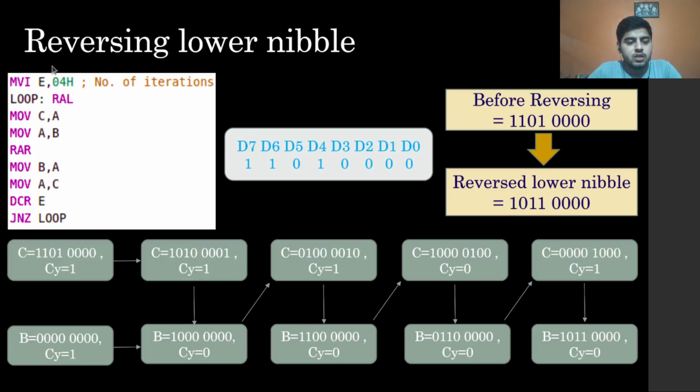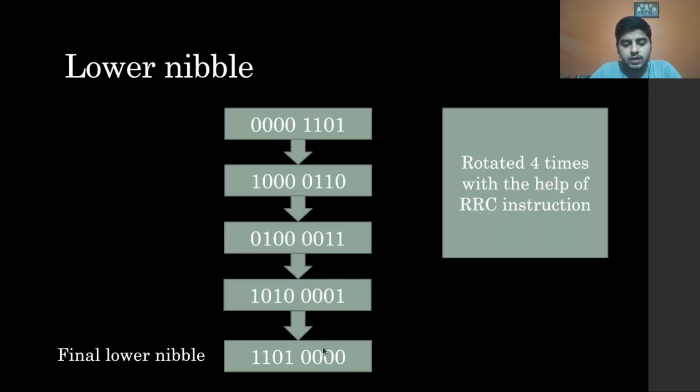So I have also put the code which we'll be using to do this particular reversing operation. We will be using 4 iterations because we just have to reverse 4 bits. That's why I have initialized register E with 4. I will be using registers C and B to perform this operation. Now, the lower nibble which we got earlier in this step, we stored it in the C register.